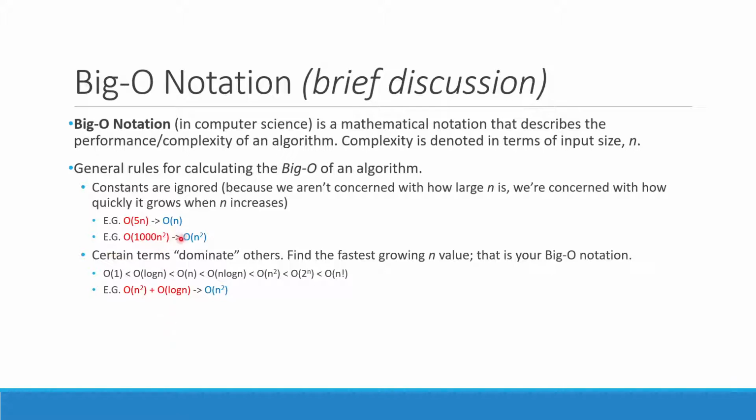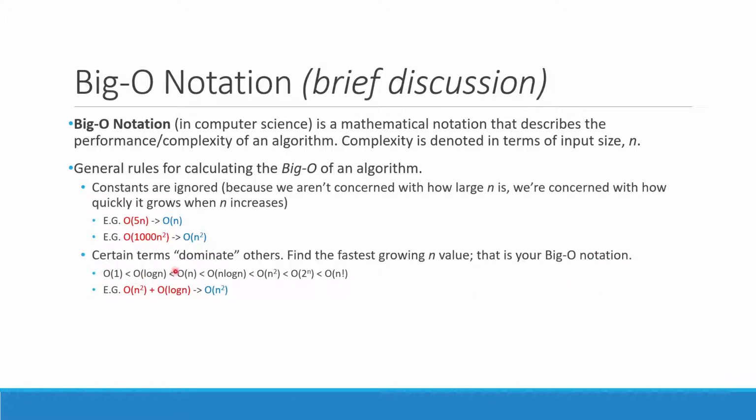We would reduce the big O of that algorithm to be n squared and ignore the 1,000, okay? And then the second rule for calculating the big O of an algorithm is that certain terms dominate others. So if you're trying to find the big O notation for a particular algorithm, what you should do is, out of all the terms listed, find the fastest growing n value, and that is your big O notation. You should ignore every other O notation there is.